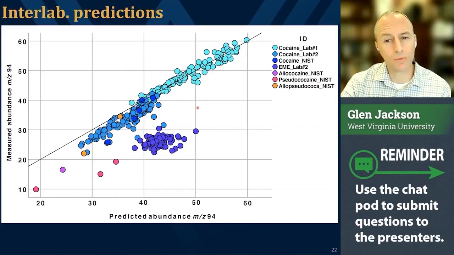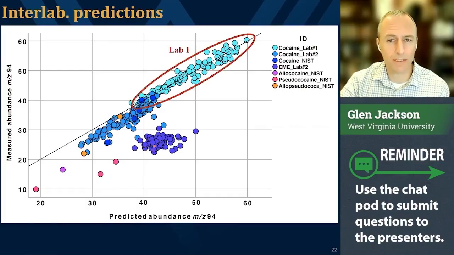And you can see in this case, what's plotted in cyan is the training set. This is 132 cocaine spectra from one lab. What I've shown in this color down here is about 120 odd spectra from a second lab. We then have about a dozen or more cocaine spectra from the NIST database, and then some diastereomers. And you can see that in general, the cocaine spectra have smaller residuals to the regression line than the diastereomers or ecgonine methyl ester, which is shown in purple here.